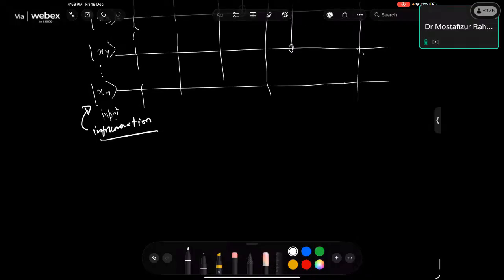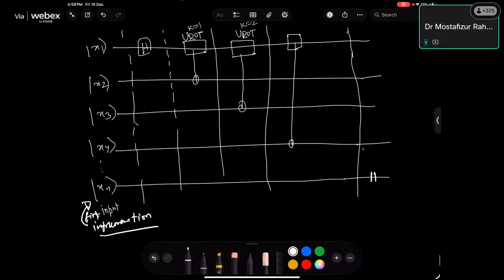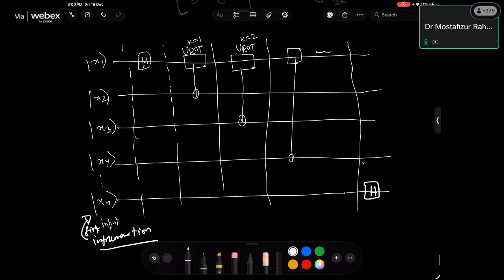Implementation-wise, this is the first input, the first qubit for us. In the first qubit, we'll only apply the Hadamard gate, nothing else. In the second qubit, I will have a Hadamard and another rotation gate. In the last qubit, there will be one Hadamard and many other rotation gates, up to k equals n. That means the factor is 2 to the power n, so there will be a phase gate on the last qubit.